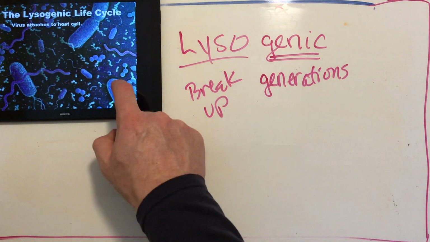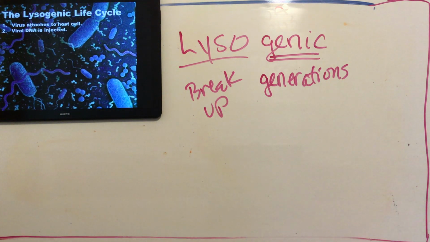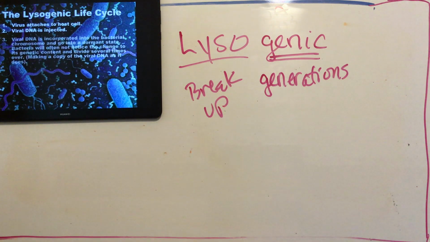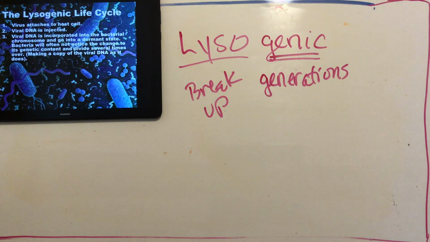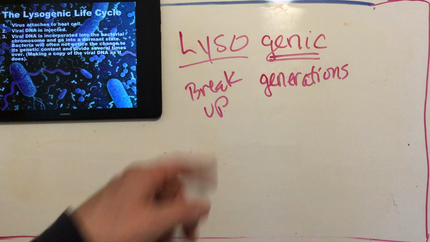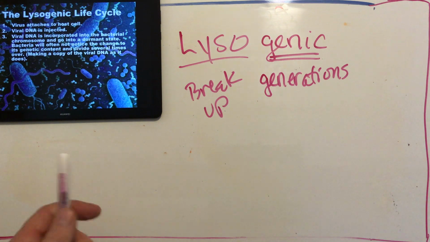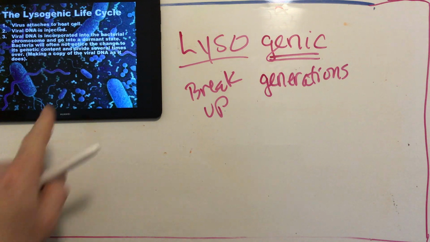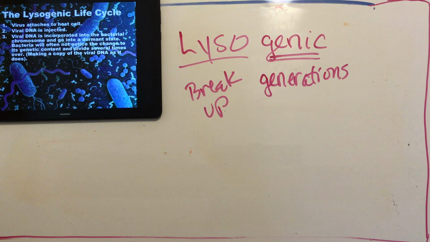Well, that's the same as before. Viral DNA or RNA, depending on the type of virus, is injected. That's the same, nothing different. Here's the difference. This is the generation part of the lysogenic part of the word. The viral DNA doesn't take over right away. In the other life cycle, the viral DNA couldn't wait. It gets in there, hey, stop what you're doing, you're listening to me now. This type of virus, the DNA actually becomes part of the bacterial chromosome.